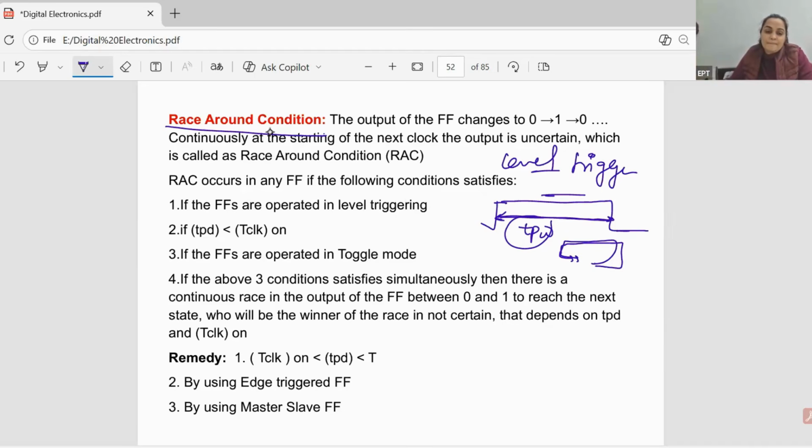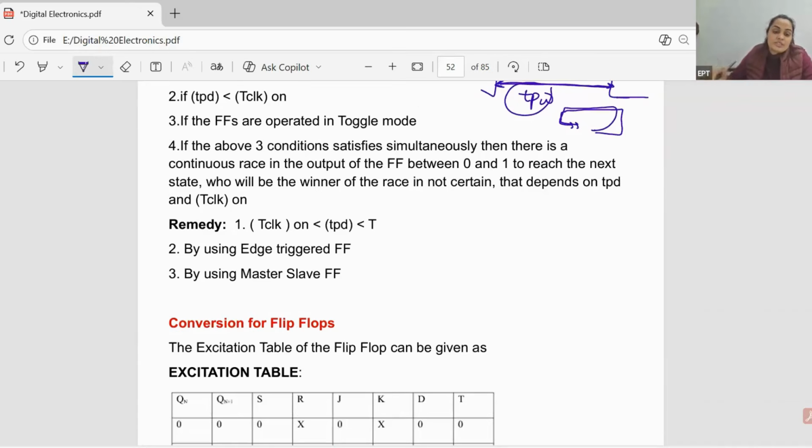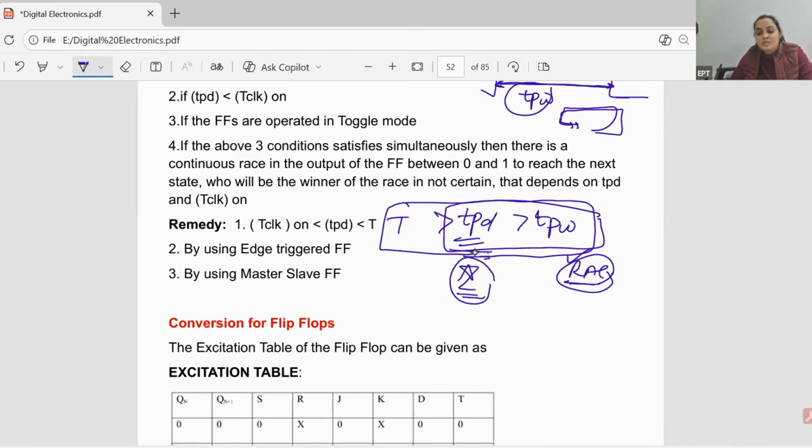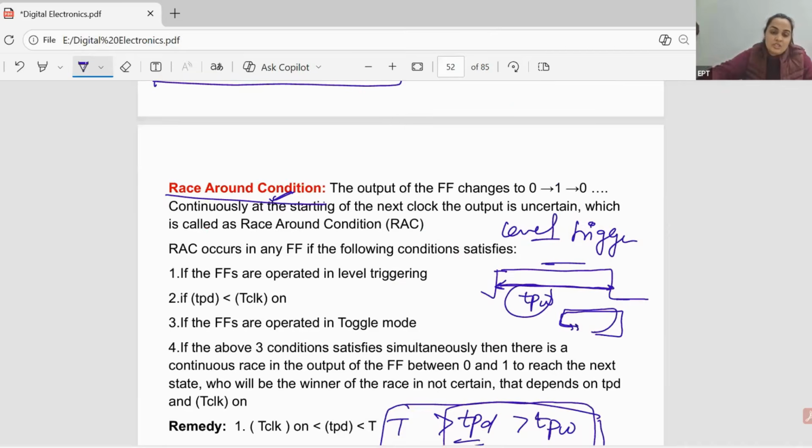Right. So that's why, to remove this race around condition, you have to implement the master slave flip flop, or you can do it like this also. If the TPD, the propagation delay of the flip flop, is greater than TPW, then race around will not be there, right? And this TPD should be less than the time period of the clock signal. If you are able to meet this condition, then there will be no race around condition in the flip flop.